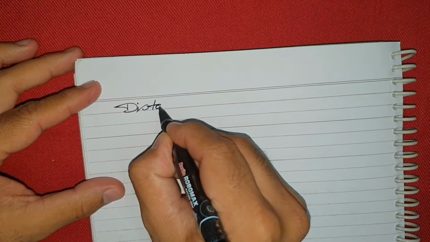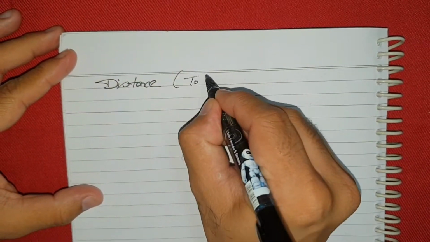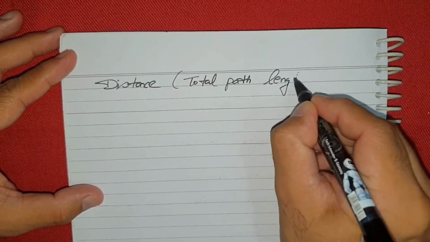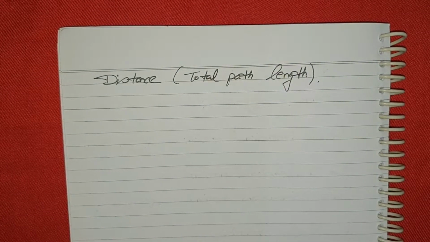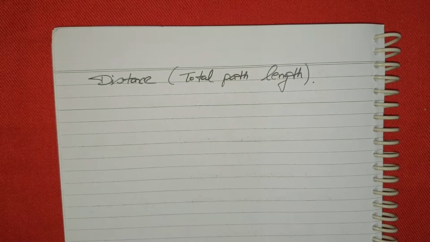Moving to the next part. Now, see, distance, or this is also known as the total path length. Distance is a scalar quantity, so we will algebraically add it. The total path length of an object during motion in a given time is the length of actual path traversed by the object in the given time.